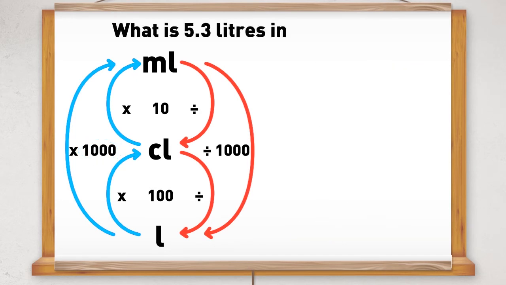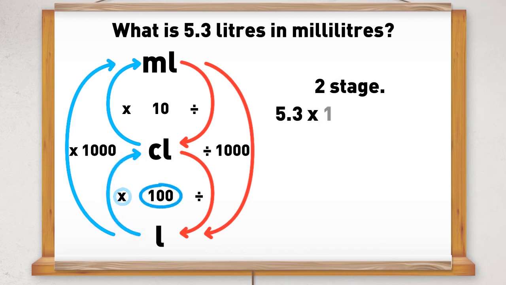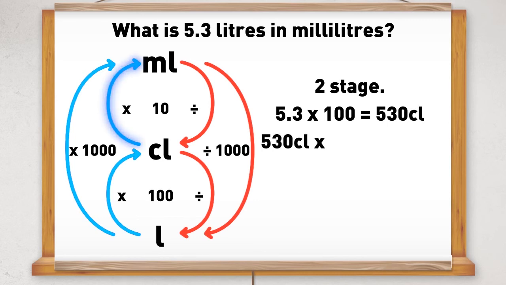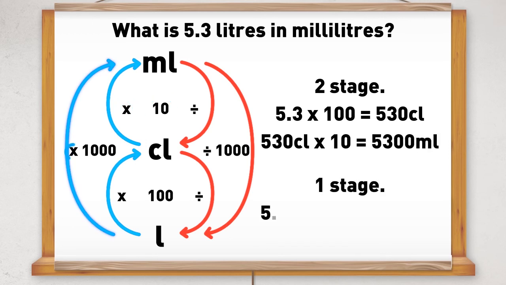So to change 5.3 litres to millilitres, we either multiply 5.3 by 100 to get 530 centilitres, then multiply 530 centilitres by 10 to get 5,300 millilitres. Or we multiply 5.3 by 1,000 to get 5,300 millilitres.